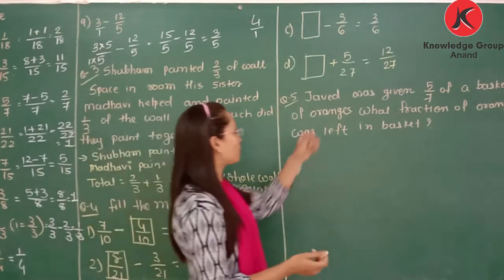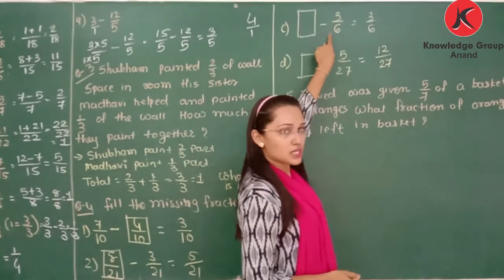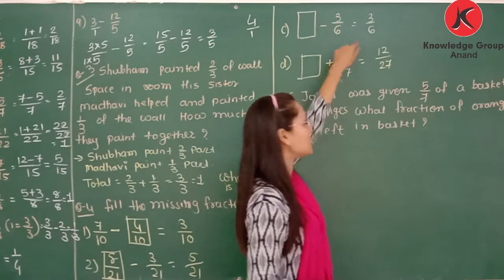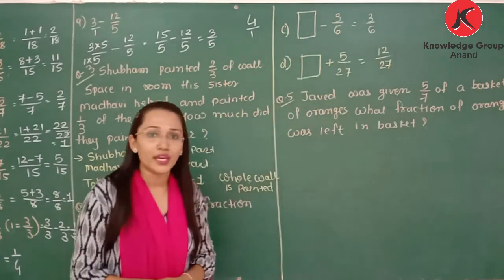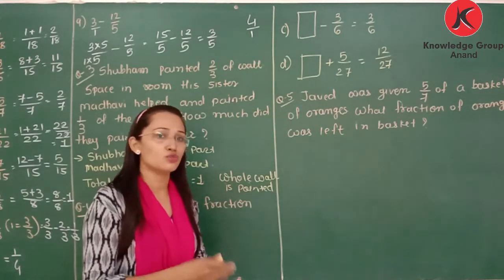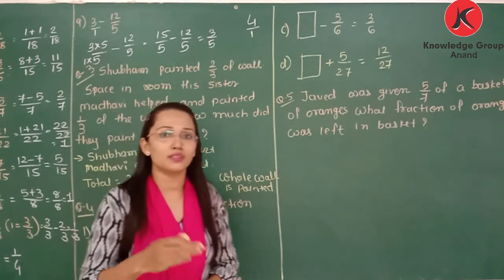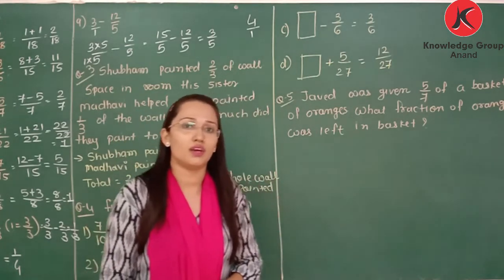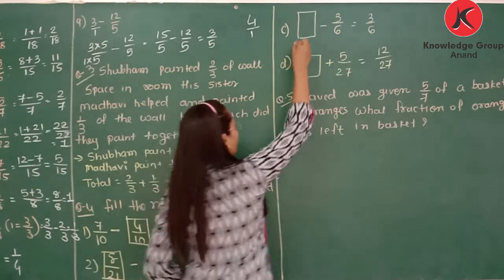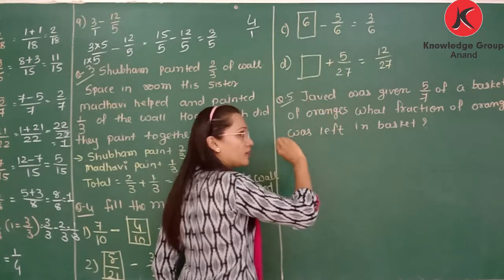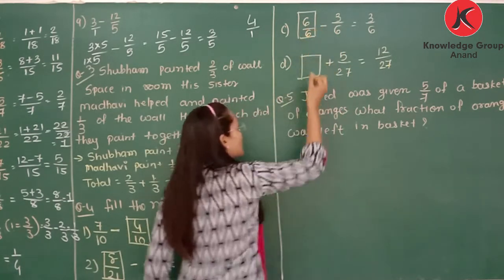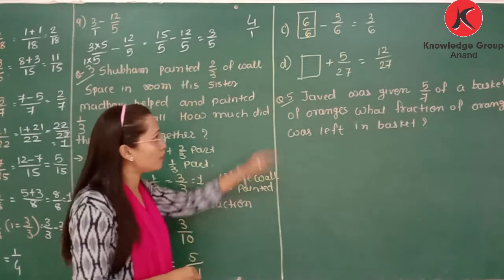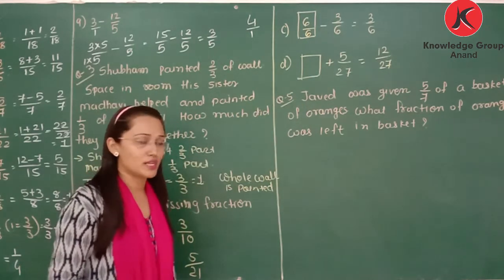Now next, subtract 3 by 6 from some fraction. Answer is 3 by 6. So from which number should we subtract 3? From which number do we subtract 3 to get the answer 3? That is 6. If we subtract 6 minus 3, the answer is 3. The denominator remains the same. So it is 6 by 6 minus 3 by 6. Answer is 3 by 6.